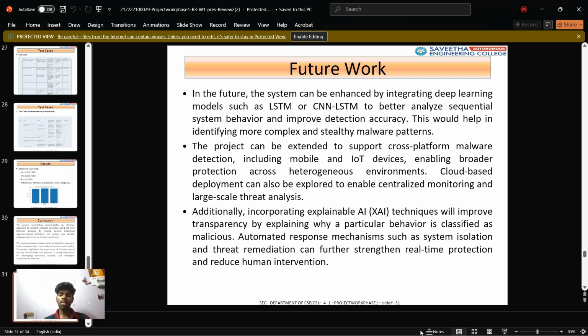Additionally, we need to extend AI techniques that improve transparency by explaining why a particular behavior is classified as malicious. Automated response mechanisms such as system isolation and threat remediation can further strengthen real-time protection and reduce human intervention.